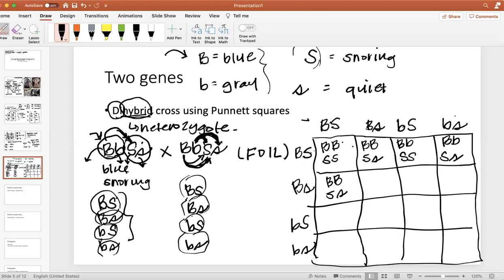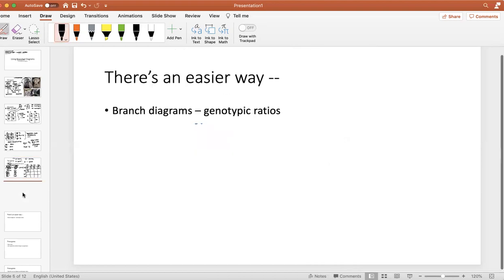And hopefully you can see that you would have 16 different squares here that you would have to fill. Hopefully you can also see that this is a pretty cumbersome way to figure out your possible outcomes and your possible genotypic and phenotypic ratios. Fortunately, there's an easier method, and that easier method is called branching diagrams or branch diagrams, okay? So let's use branch diagrams to figure out this dihybrid cross.